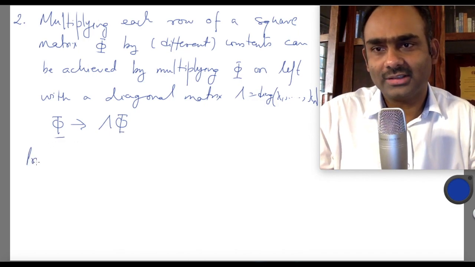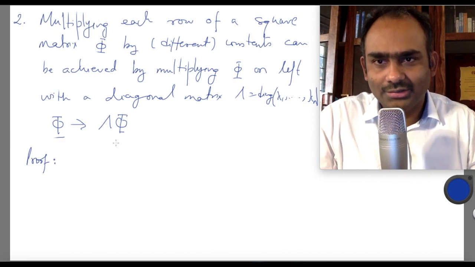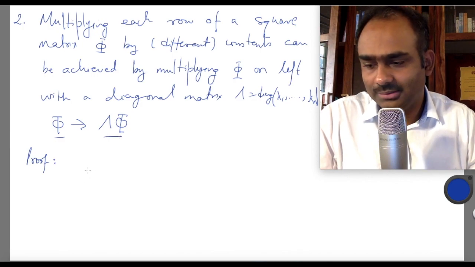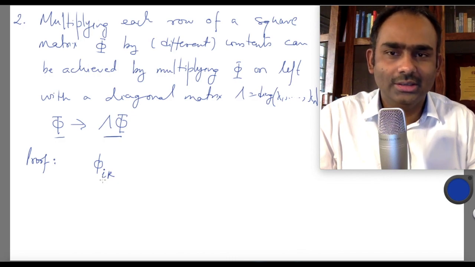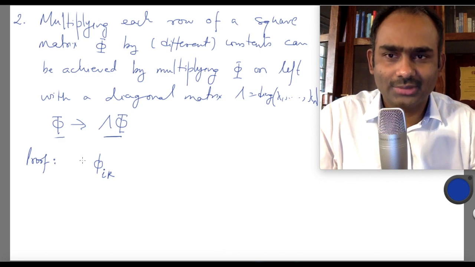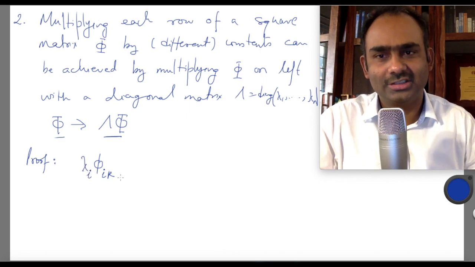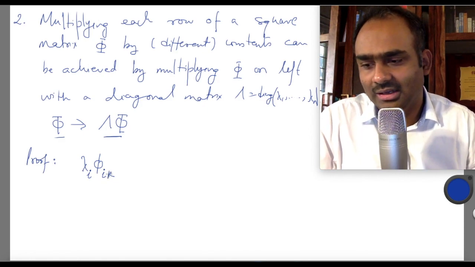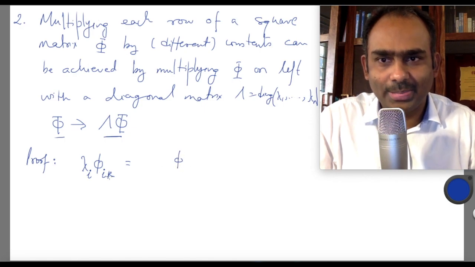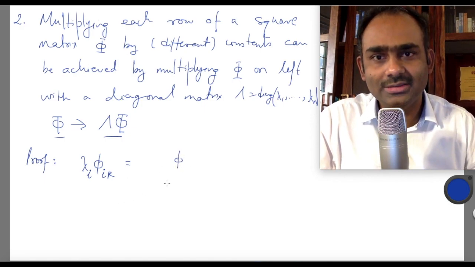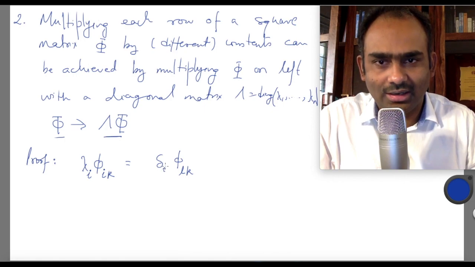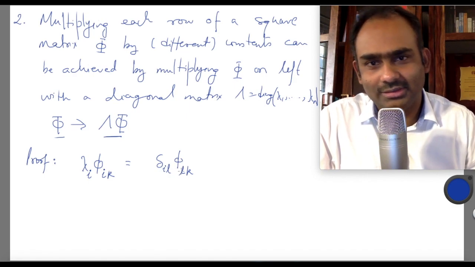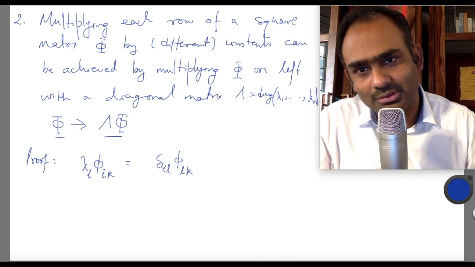Let me prove it again. It's simple, trivial as before. Take the phi ik element. Now I labels the row. Because you want to multiply each row by something, on the ith row you want to multiply lambda I. This is where you want to arrive at. And this you can write as before as phi, again there is no summation over I, even though they are repeated. So let me write phi lk delta I L. If I write this, I have made this into phi I K.